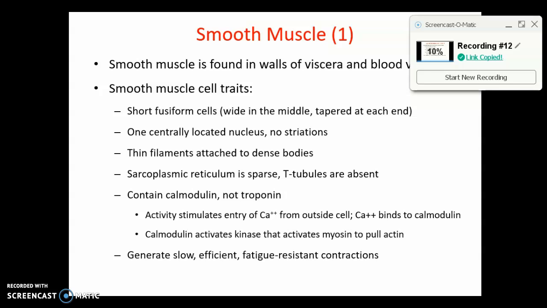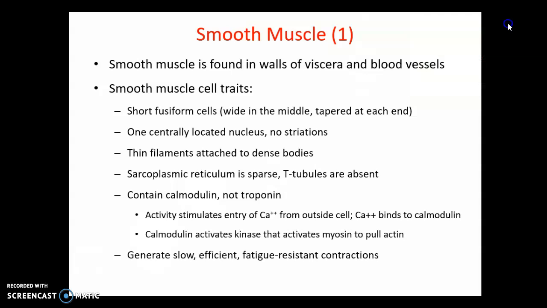So smooth muscle is where we left off. Smooth muscle is found in walls of viscera and the blood vessels. Smooth muscle cell traits: short fusiform cells, so they're wide in the middle, tapered at each end. One centrally located nucleus, no striations. Thin filaments attached to dense bodies. Sarcoplasmic reticulum and sparse T-tubules are absent.